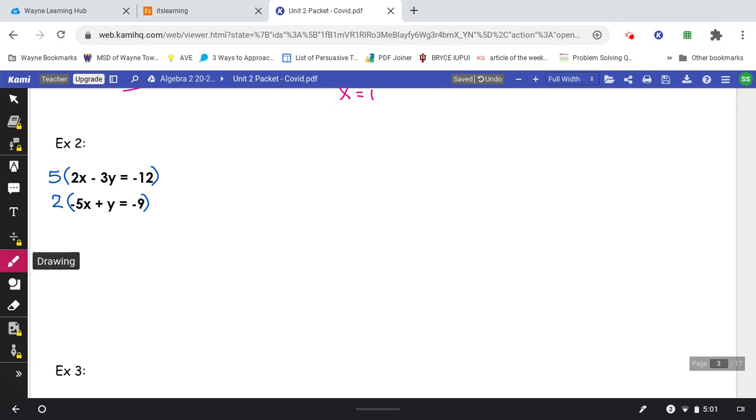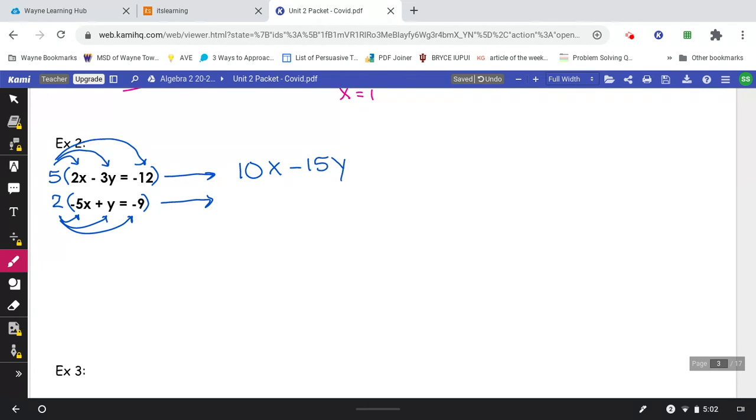So now I'm going to distribute. Distribute across the top, all the way out to the end, and same thing at the bottom. There are a lot of numbers here, so make sure you're working really carefully and watch out for any negatives. I'll do the top one with you and I'll let you try the bottom one. At the top, 5 times 2x is 10x. 5 times negative 3y is negative 15y. 5 times negative 12 is negative 60. Go ahead and try to distribute the bottom, and then we'll compare answers.